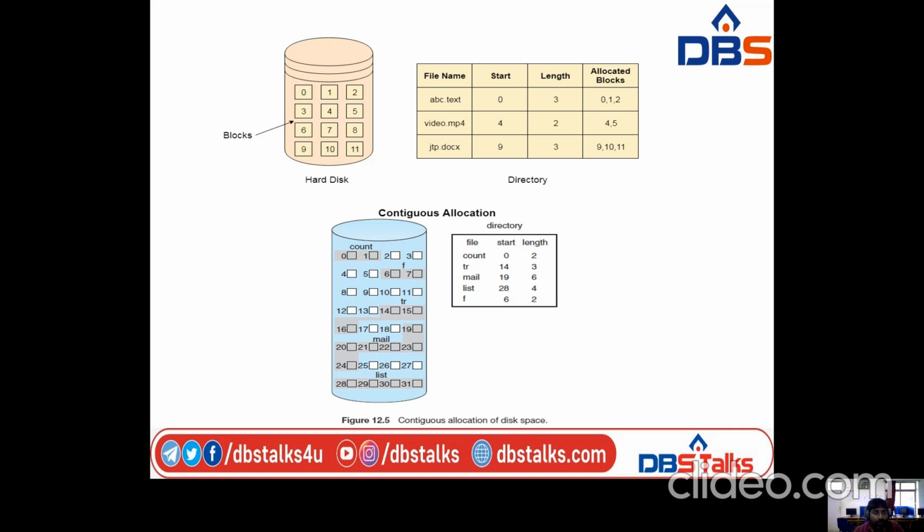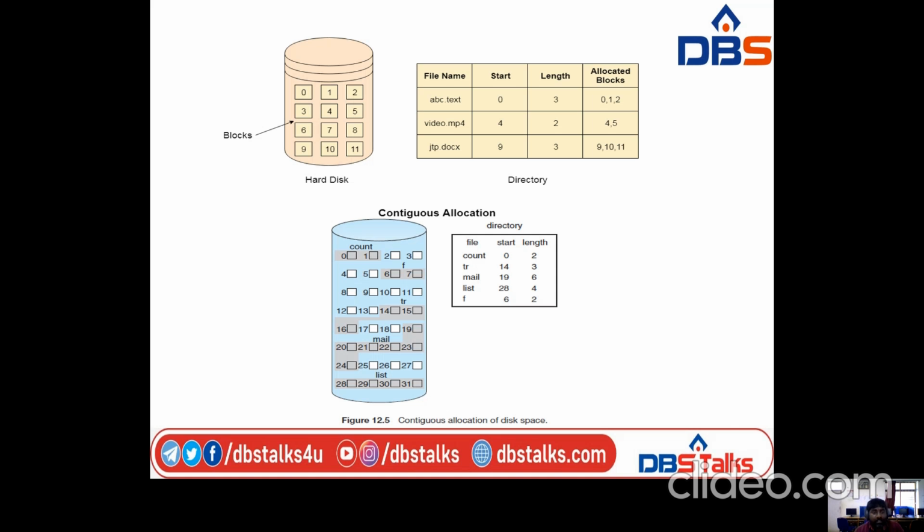Next file is TR. What is the starting block? 14. From 14, what is the length? 3. That means 14, 15, 16. If you see the representation, we have some darkened area, 14, 15, 16 like that. Again, mail starts with 19, and the length is 6. That means 19, 20, 21, 22, 23, 24.